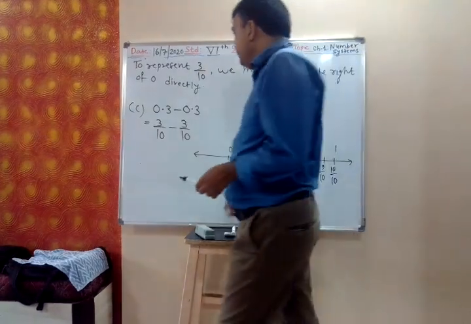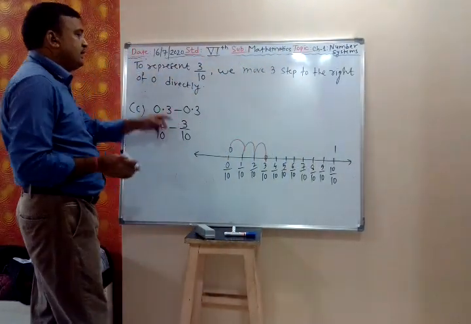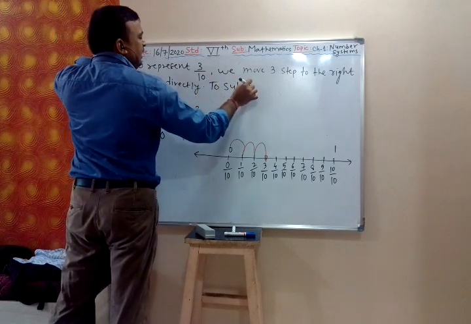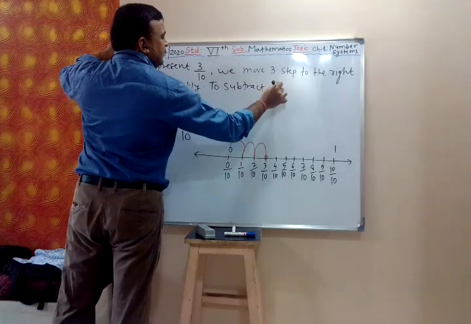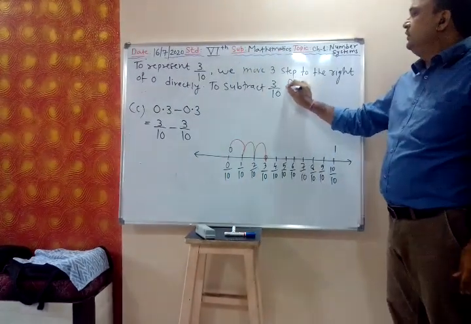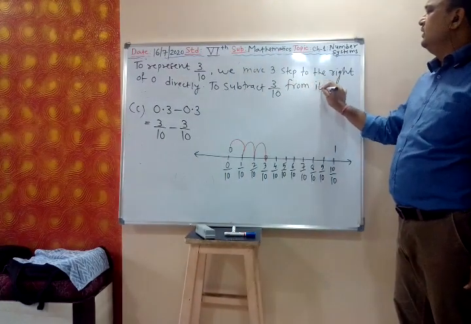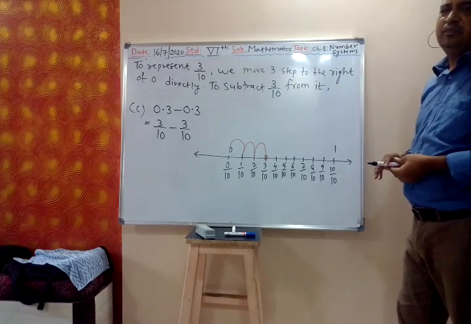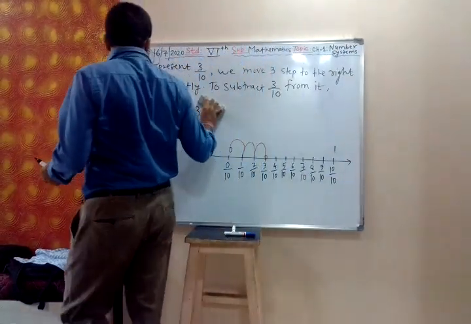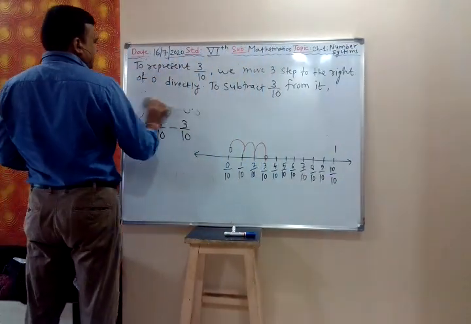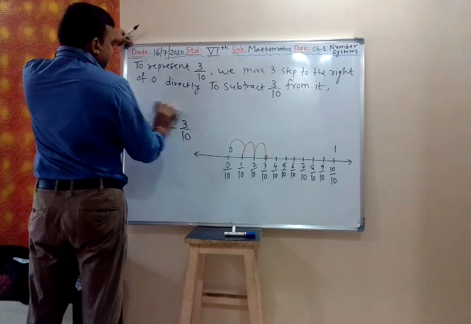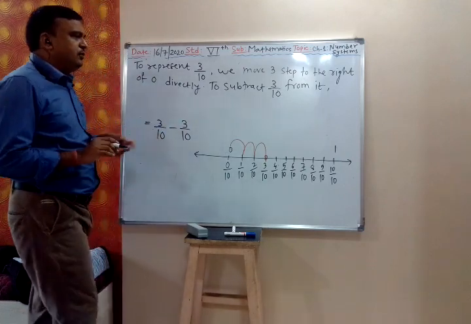Now from this 3 upon 10, we want to subtract 3 upon 10. Mute the microphone. Nobody will tell the name of any student. I am observing, I will tell.